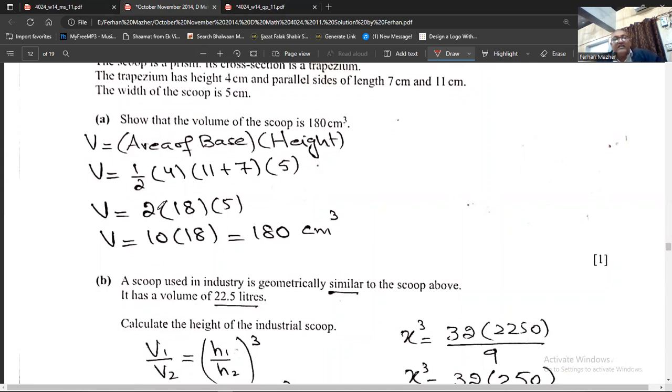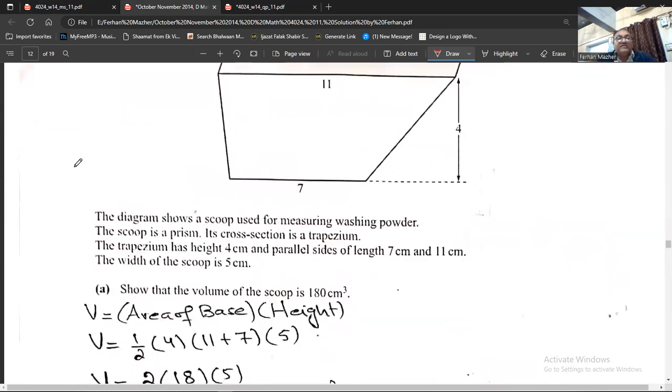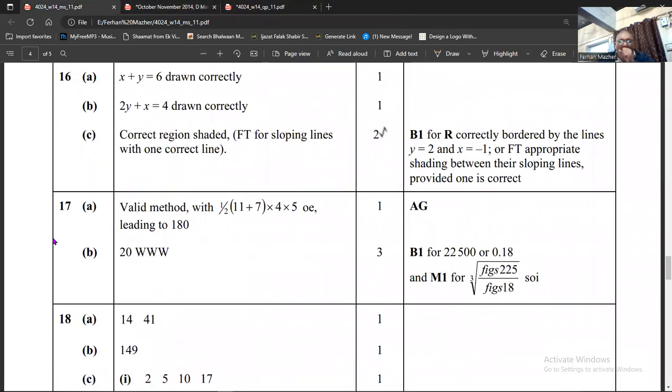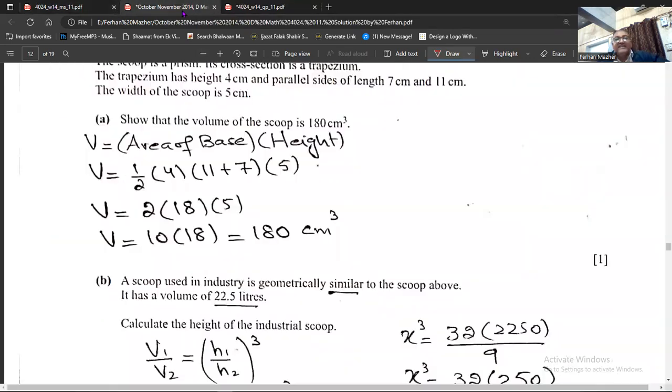So it will be this 2 and this 4, 2. 11 plus 7 will be 18, into 5. So this is 10 into 18, that's 180. So the volume will be 180. This is question number 17, A part. 180 is the right answer, sir.